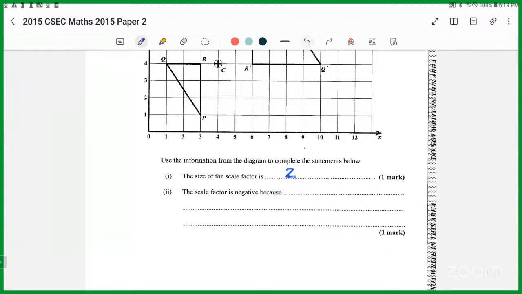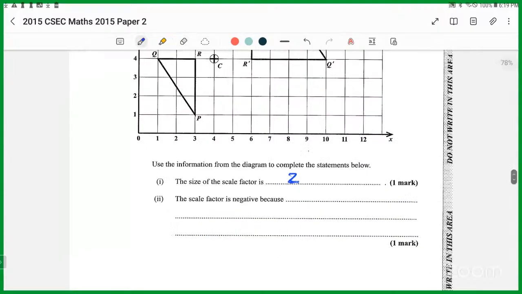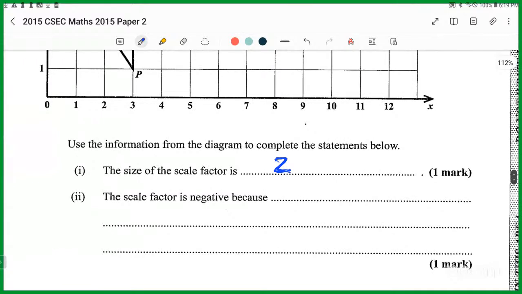That's what I wanted to write out for this. So I give you 3 lines to write it. Why is the scale factor negative? So let's write it out. The image is inverted, not inverse. Inverted means turned upside down. Inverted.